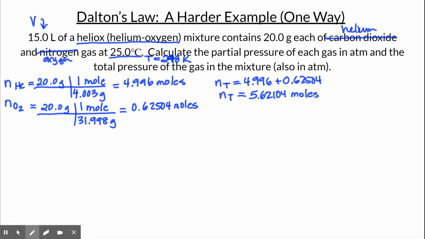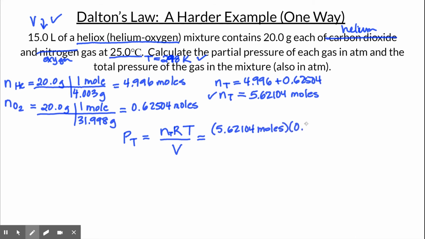So we have moles, we have volume, we have the temperature. We could solve for pressure. Just know that in this case, you'd be solving for total pressure if you've added up the number of individual moles of each gas. There's nothing that says you have to do the partial pressure of each gas first, after all. So total pressure, or P sub T, is going to be nRT divided by V. So that's the ideal gas law, except that n is going to be n sub T, the total number of moles. So we're going to put 5.62104 moles. We're looking for atm, so let's use 0.0821 for our R value.